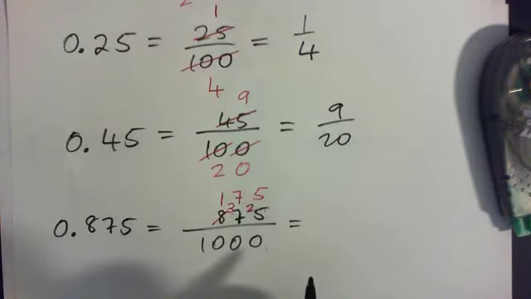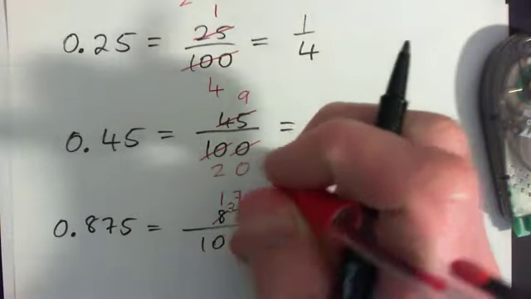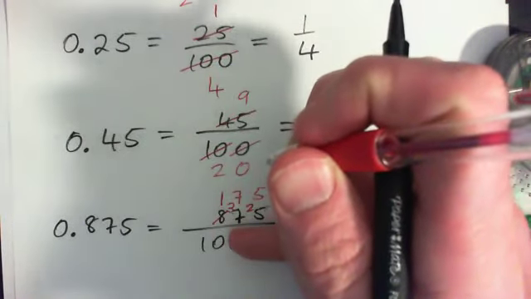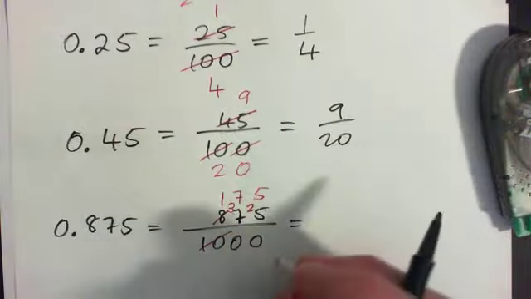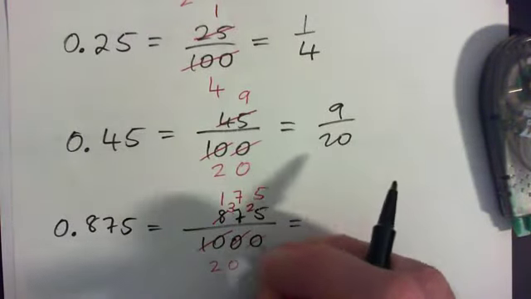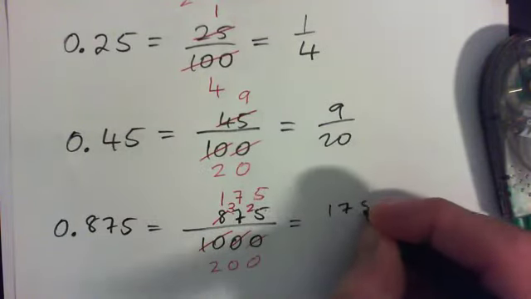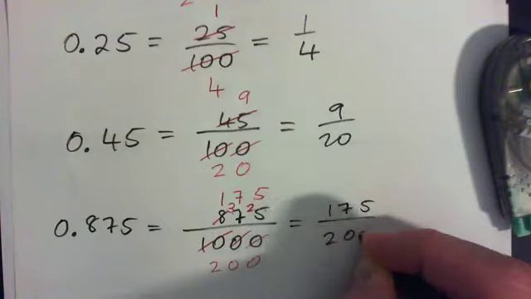I'll divide the bottom by 5 now. 5 into 1 won't go, but 5 into 10? 5 into 10 goes twice. 5 into 0 goes 0 times. 5 into 0 goes 0 times. So this ends up being 175 out of 200. Okay?